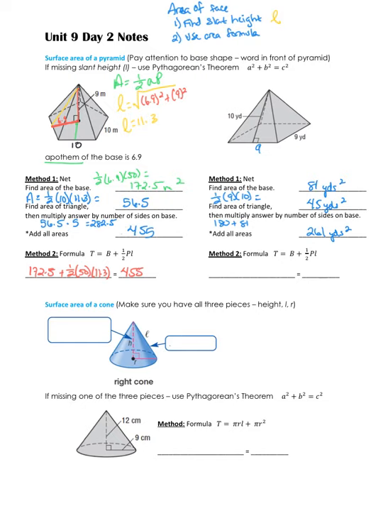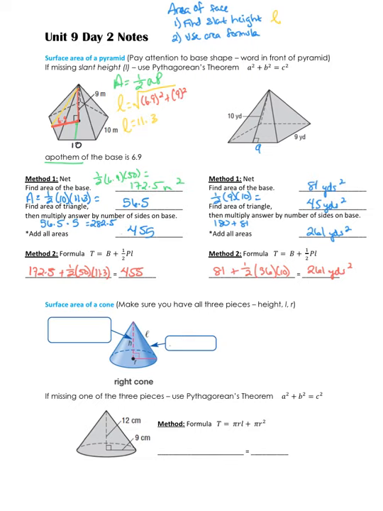Big B base is 81 yards plus 1/2. Perimeter, well, it's a square, so the perimeter is 4 times 9 is 36. The lateral height, L, is 10 because we gave it to you. So 180 plus 81 is 261 yards squared. So as long as you're given the slant height, use the formula.